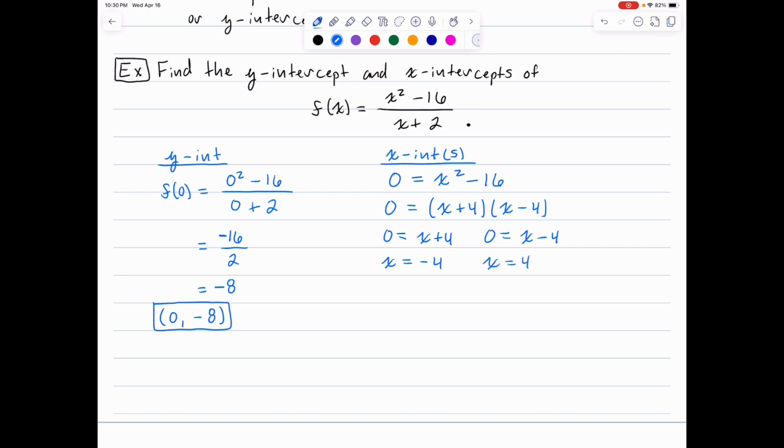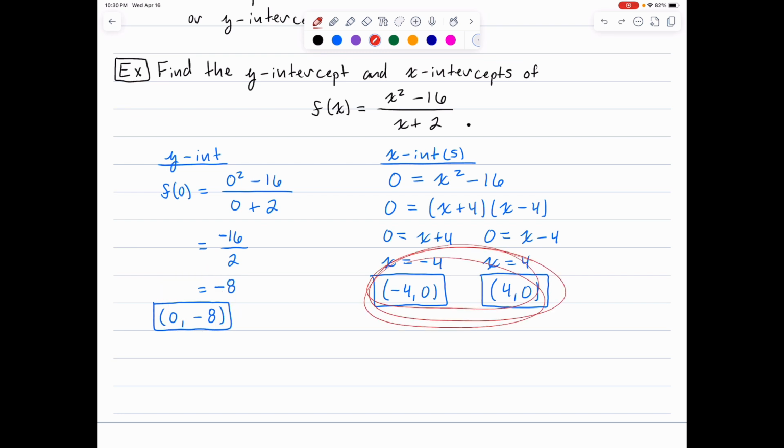So I want to write these as ordered pairs. So I'll get 4, 0, oh, negative 4, 0. Let me just rewrite it all the way. Negative 4, 0, and 4, 0. And then we were able to find both the y-intercept and the x-intercepts of f.